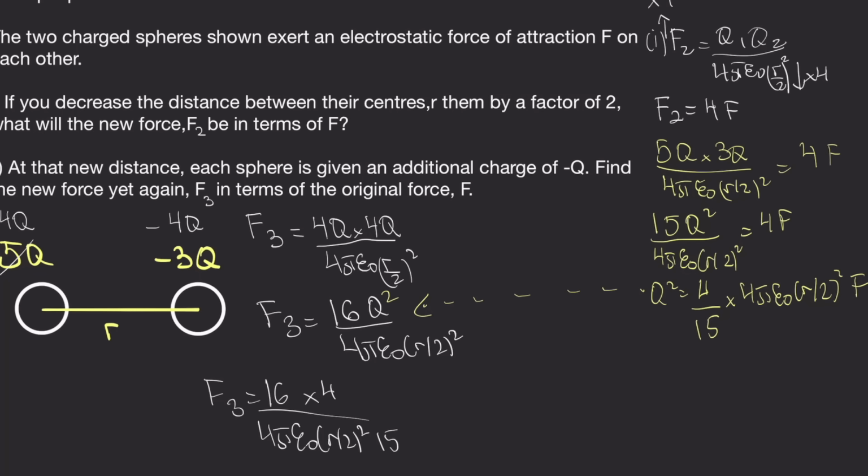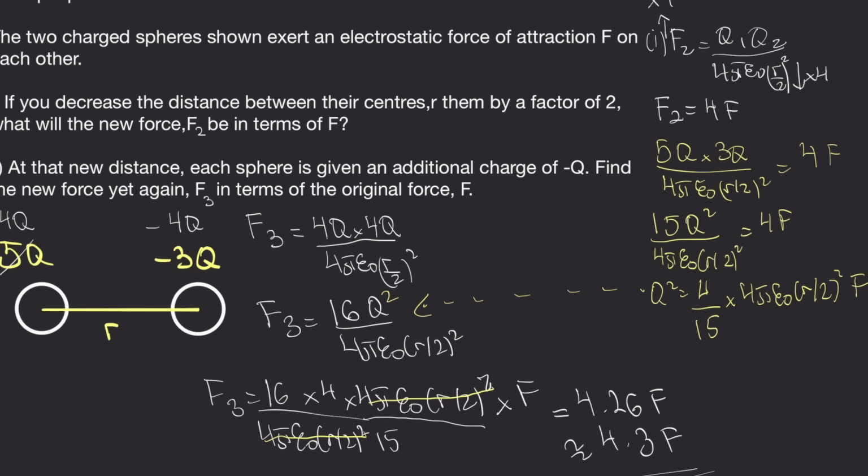So the 4 pi epsilon naught (r over 2) squared is going to cancel out, and all that we're left with is 16 times 4 divided by 15. So what does that give us if we were to put this into a calculator? As a decimal, it gives us around 4.26 f, which is around, let's call it 4.3 multiplied by f.